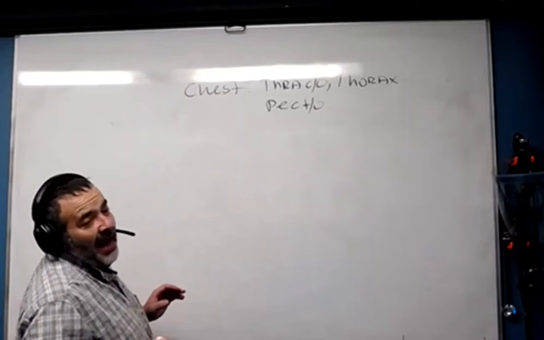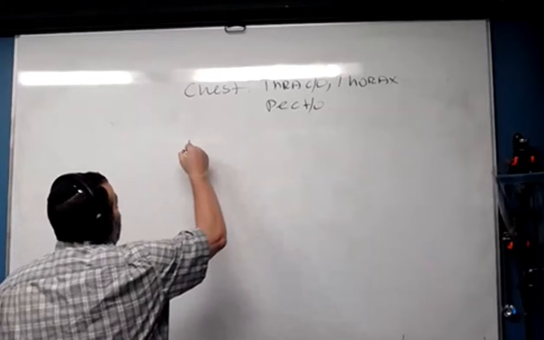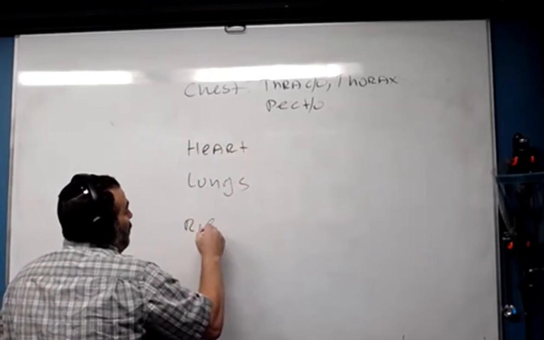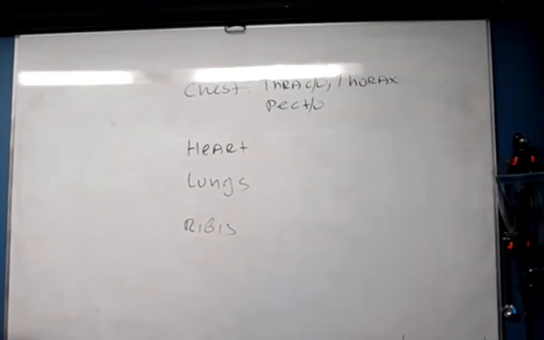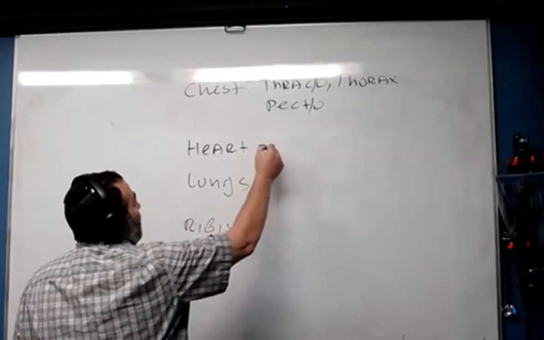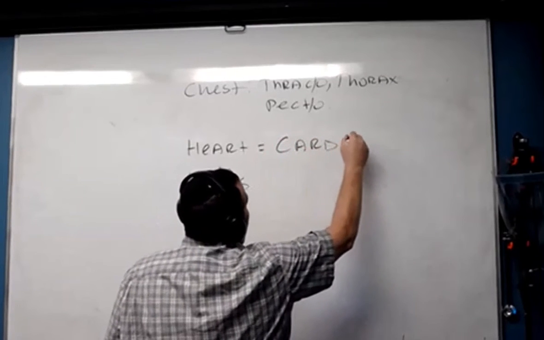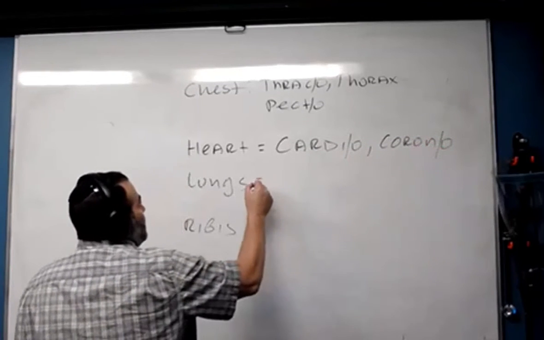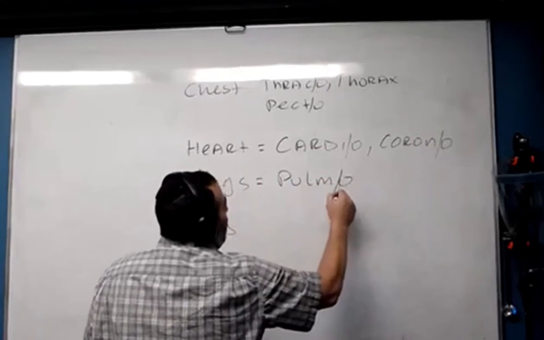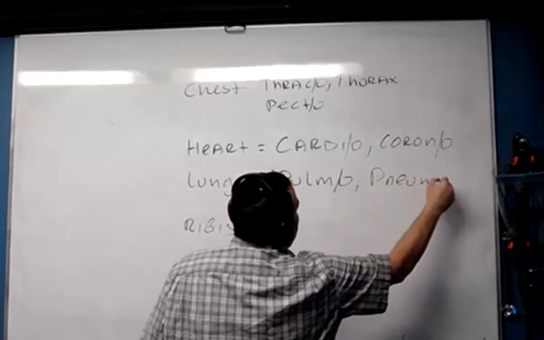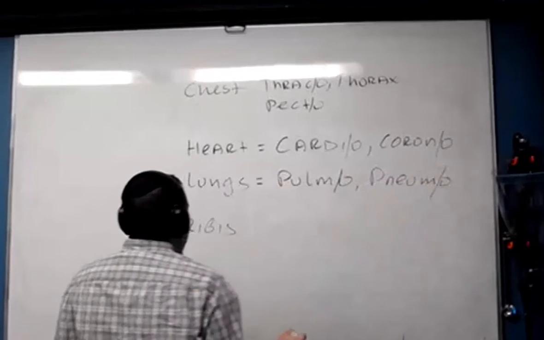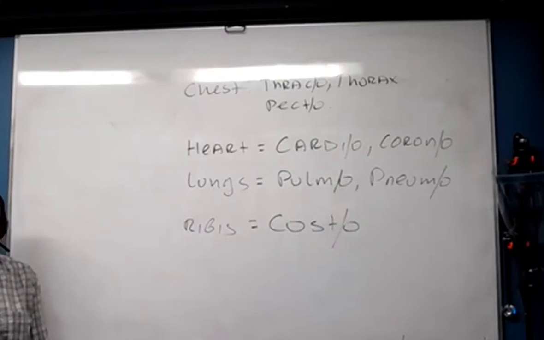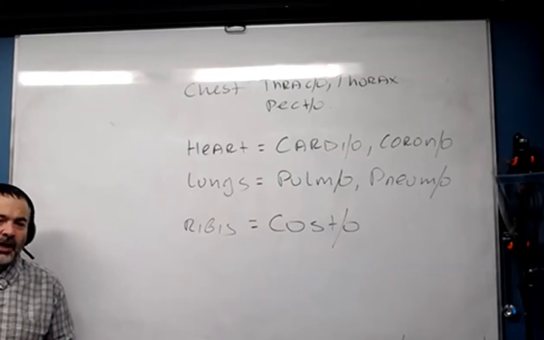Now, what do we have inside the chest? Well, we have heart, lungs, and a few big ones, ribs. Medical terms for heart, we have several. It's cardio and coronal. Lungs are pulmo and pneumo. And ribs are costo. These are the main structures inside the chest.